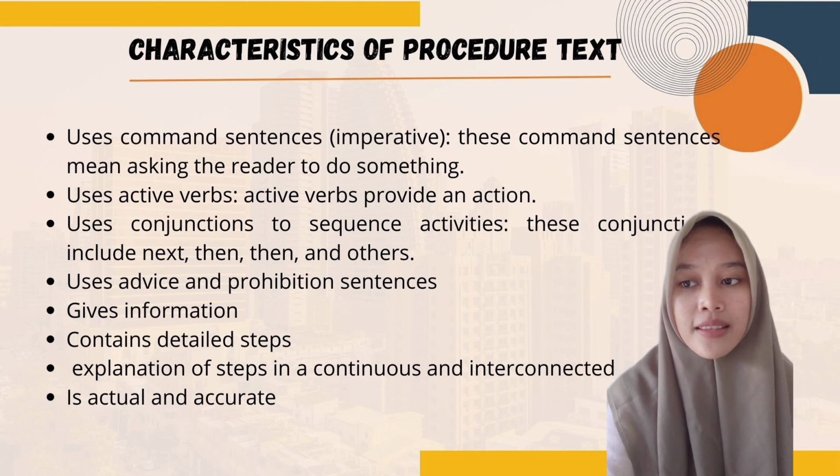So after that, there are characteristics of procedure text. The first is use command sentences. This command sentence means asking the reader to do something. And then the second is use active verbs. This active verb provides an action. And then the third is use conjunctions to sequence activities. These conjunctions include next, then, the other, first, second, etc. And then the fourth is use advice and prohibition sentences. And then the fifth is give information, such as how to use, how to make.